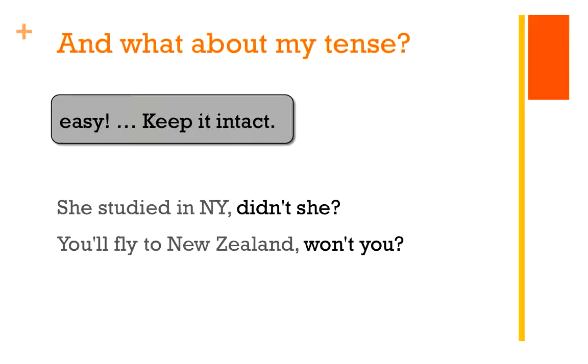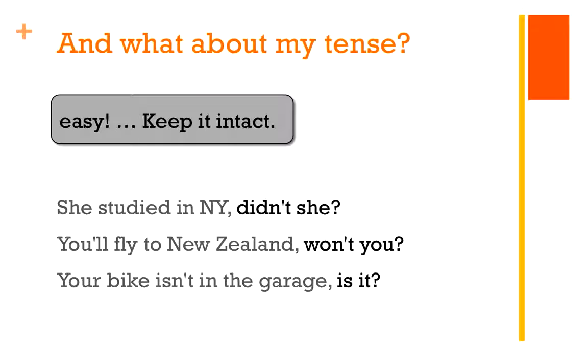And the negative here, of course, you'll fly to New Zealand, won't you? Your bike isn't in the garage, is it? In this case, isn't is of course your present tense, and you need the positive in your question tag, because isn't is already the negative, and you keep the tense intact, so it's again present tense, is it? She studied in New York, didn't she? You'll fly to New Zealand, won't you? Your bike isn't in the garage, is it?